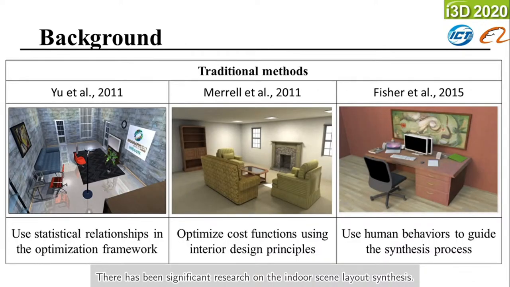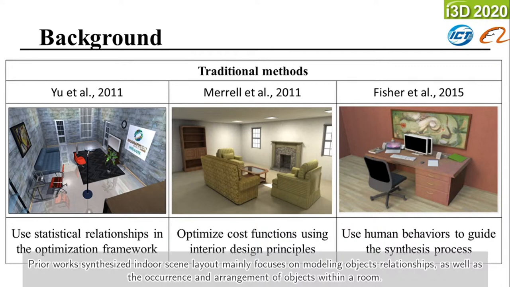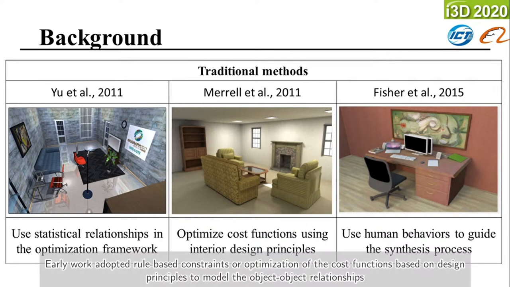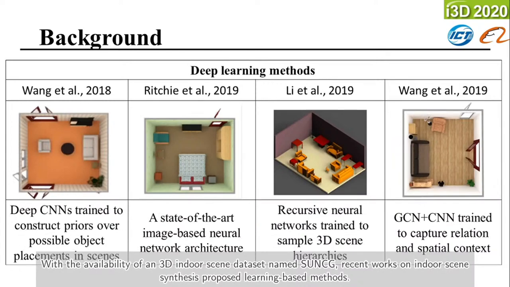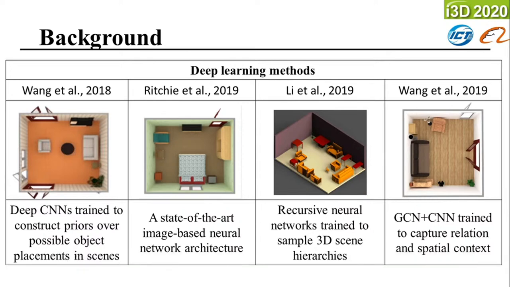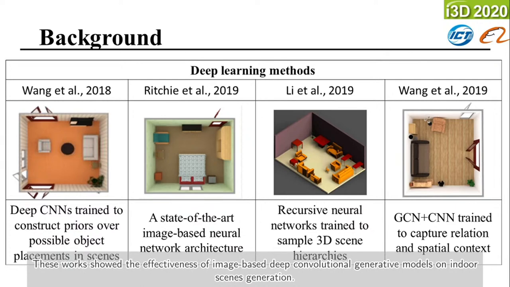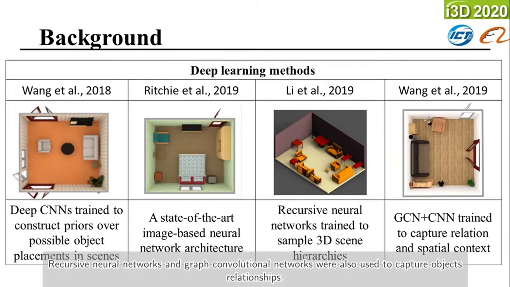There has been significant research on indoor scene layout synthesis. Prior work on indoor scene layout synthesis mainly focuses on modeling objects' relationships, as well as the occurrence and arrangement of objects within a room. Early work adopted rule-based constraints or optimization of the cost functions based on design principles to model the object-to-object relationships. With the availability of the 3D indoor scene dataset named SUNCG, recent works on indoor scene synthesis proposed learning-based methods. This work showed the effectiveness of image-based deep convolutional generative models on indoor scene generation. Recursive neural networks and graph convolutional networks were also used to capture objects' relationships.